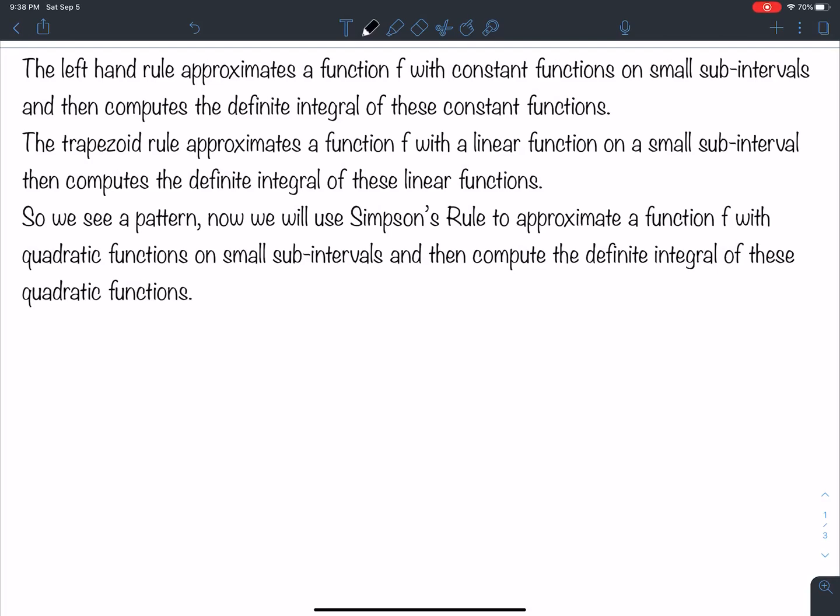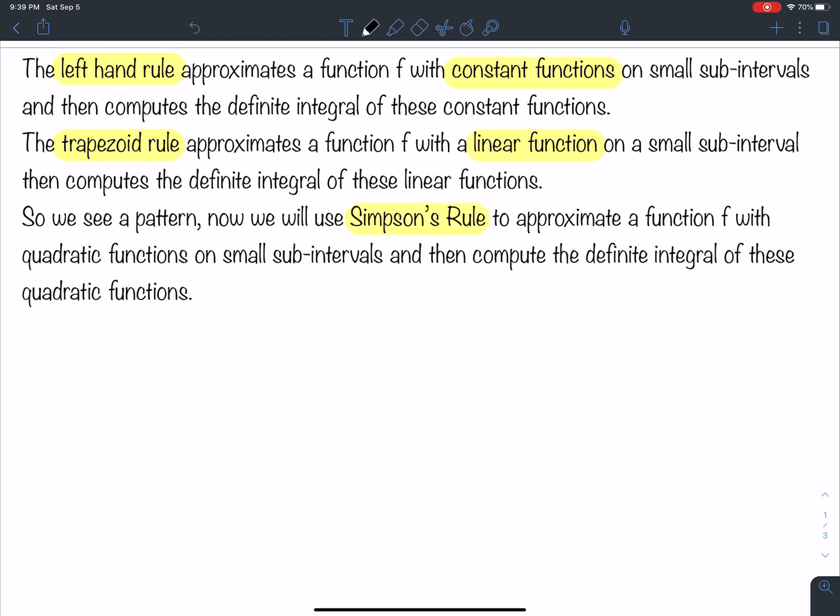Okay, so the left-hand rule approximates a function with constant functions on small subintervals and then computes the definite integral of these constant functions. The trapezoid rule approximates a function with a linear function on small subintervals, then computes the definite integral of those linear functions. And so we see a pattern here.